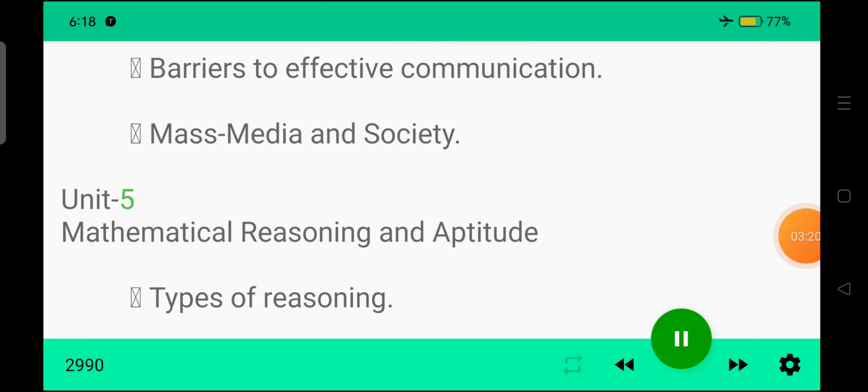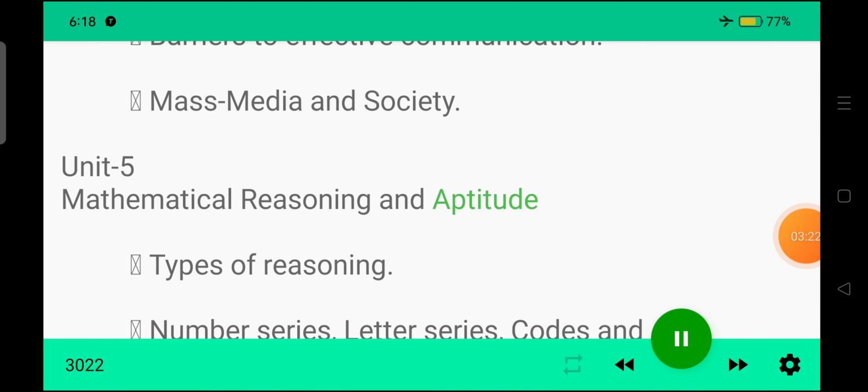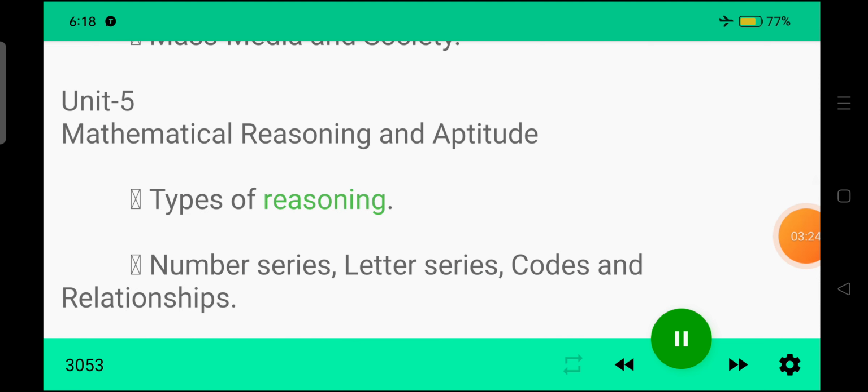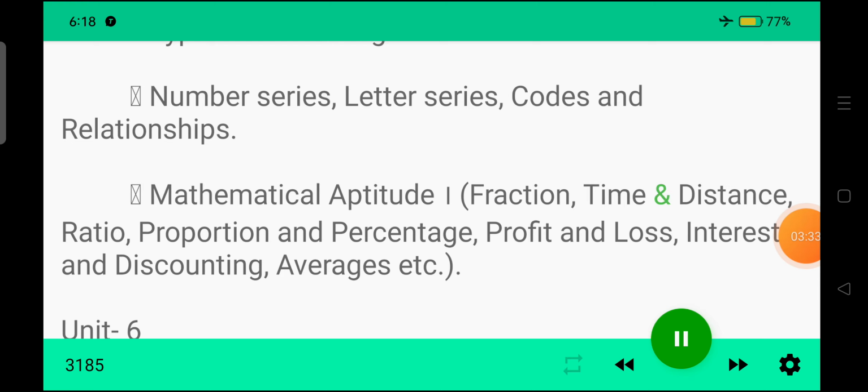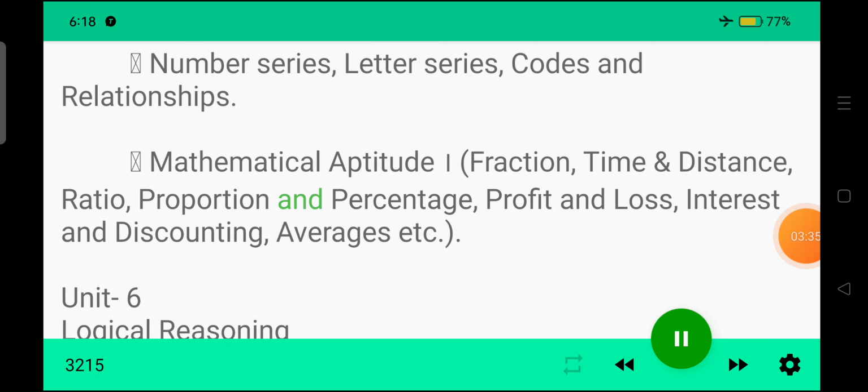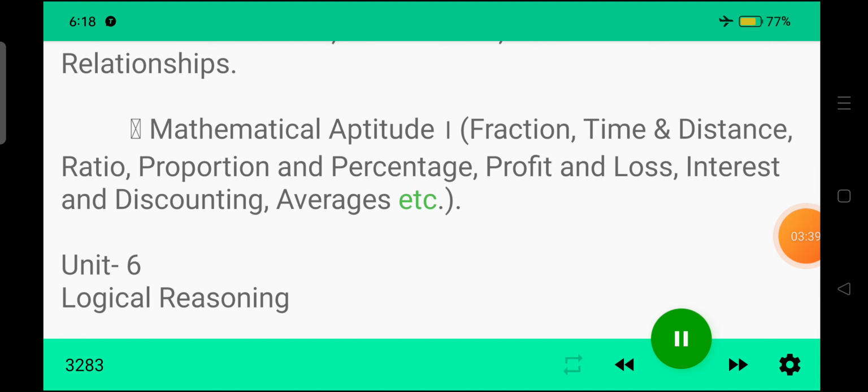Unit 5. Mathematical reasoning and aptitude. Types of reasoning. Number series, letter series, codes and relationships. Mathematical aptitude. Fraction, time and distance, ratio, proportion and percentage, profit and loss, interest and discounting, averages etc.